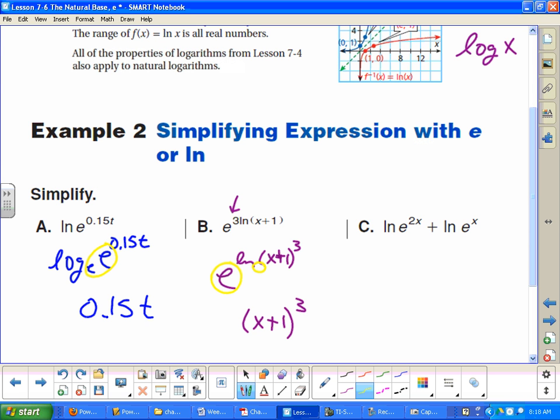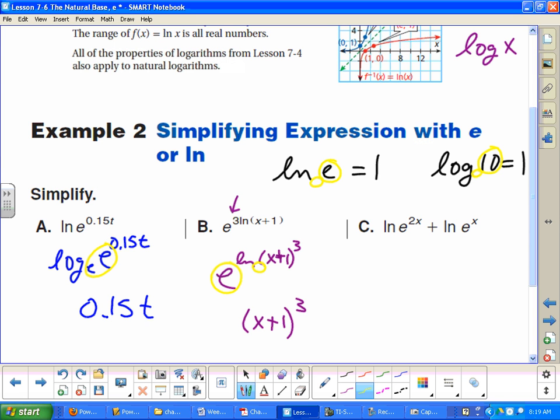So the other thing, before we go on to letter C, is that if I do the natural log of e, that's just equal to 1, same as the log of 10 is equal to 1. Because these bases are the same, it would be equal to 1. So like for letter A, if I use the power rule and move the 0.15t to the front, then I'd have 0.15t times 1, which is just 0.15t.